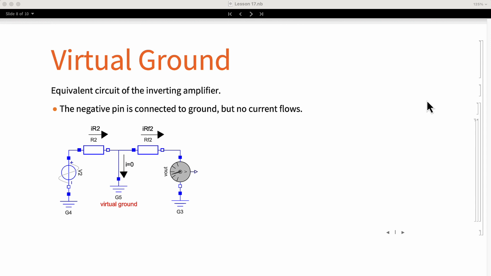When the positive pin of the op-amp is connected to ground, it is said to have a virtual ground. The inverting amplifier can be simplified to the following circuit. In the diagram, we can see the virtual ground. It is called like that because it's like having the circuit connected to ground, but no current flows, so it is not really connected. We will use this analysis trick in subsequent circuits.